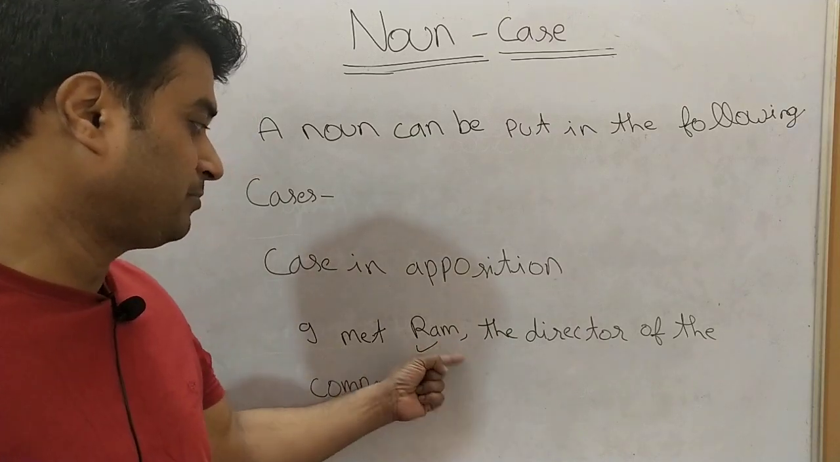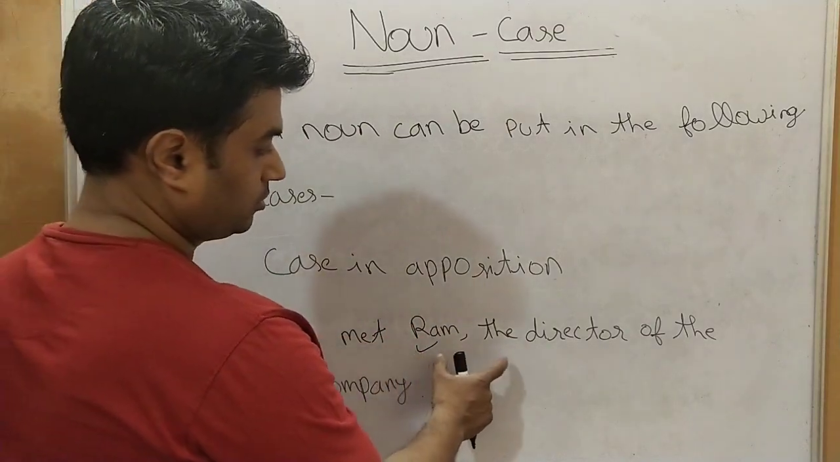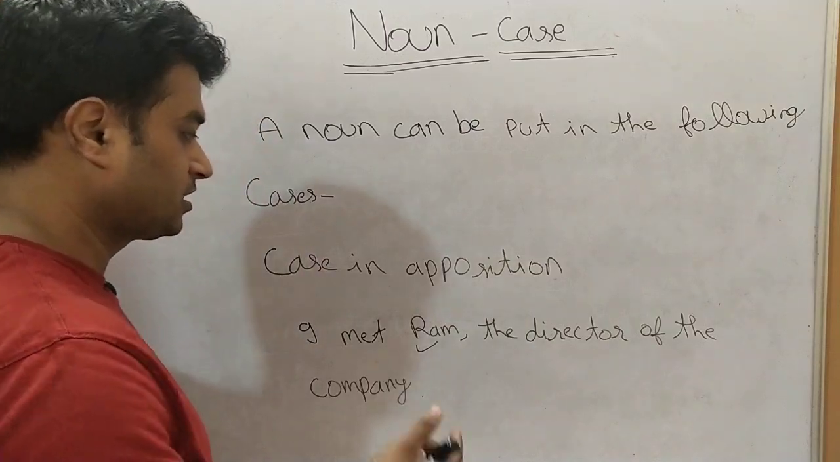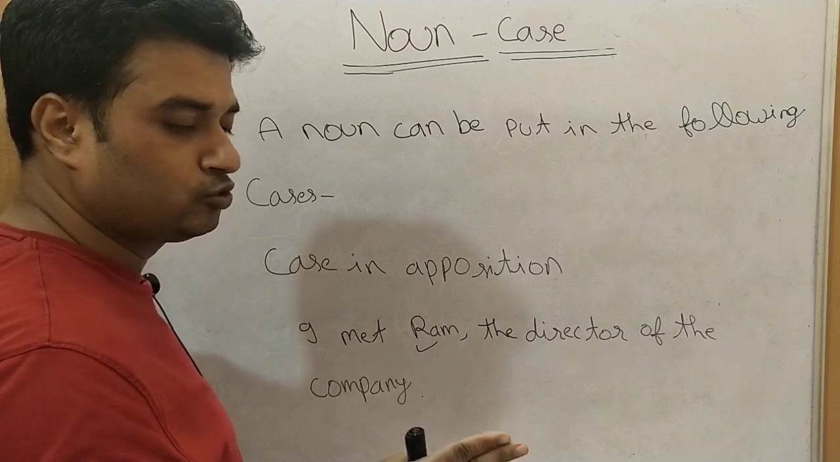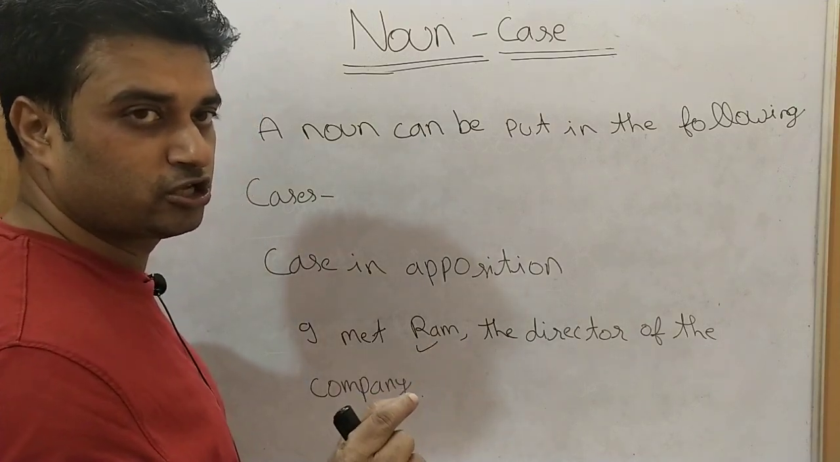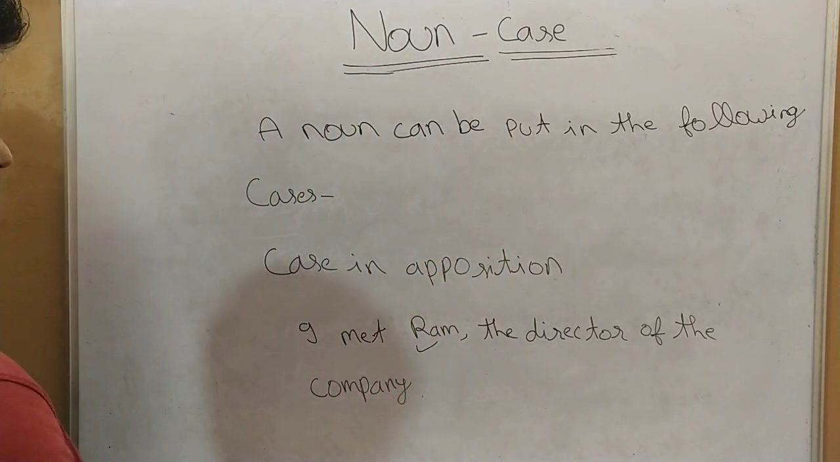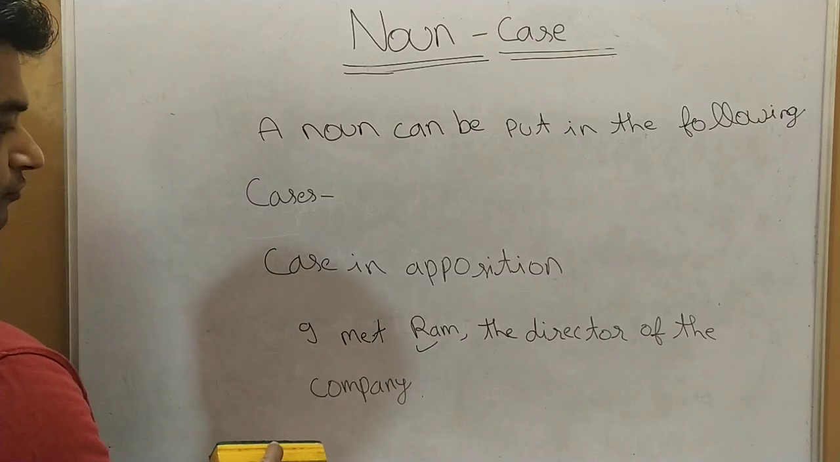both of them indicate the same person, Ram. So we can say that these two are in apposition, because they are indicating the same person. And whenever two nouns are in apposition, then no conjunction is put between them. I met Ram, the director of the company.